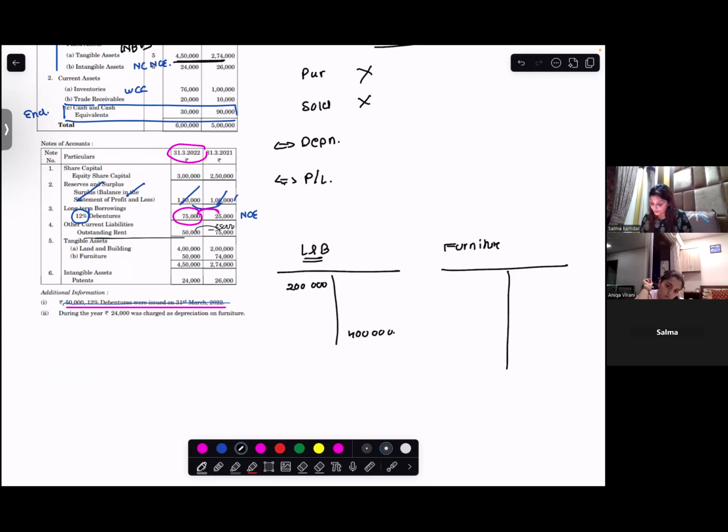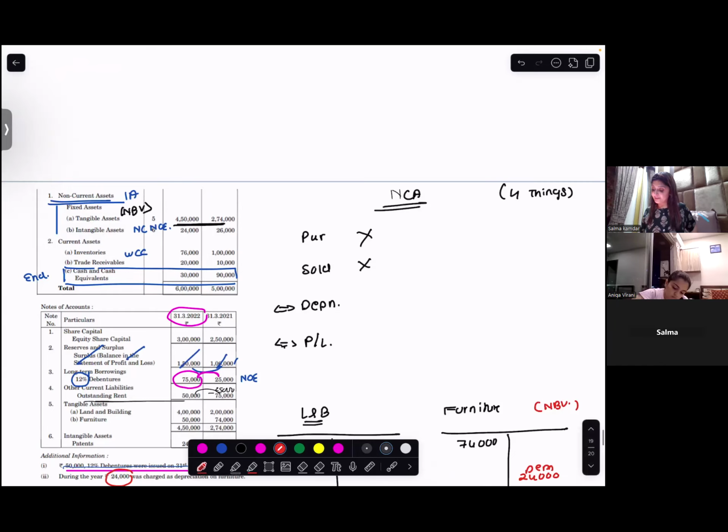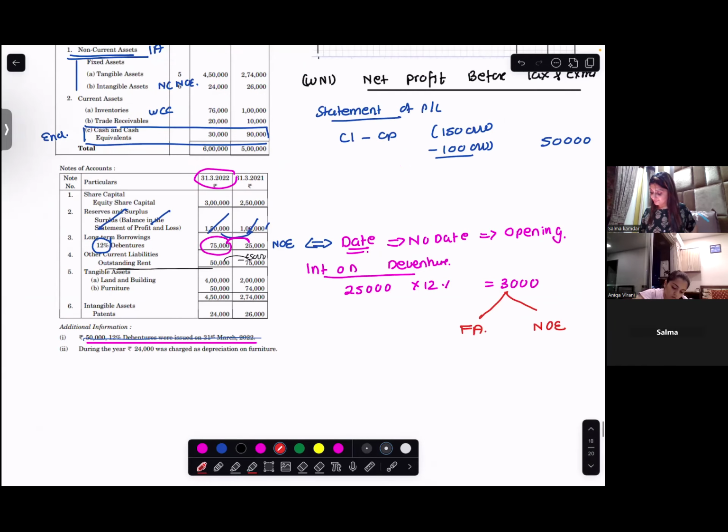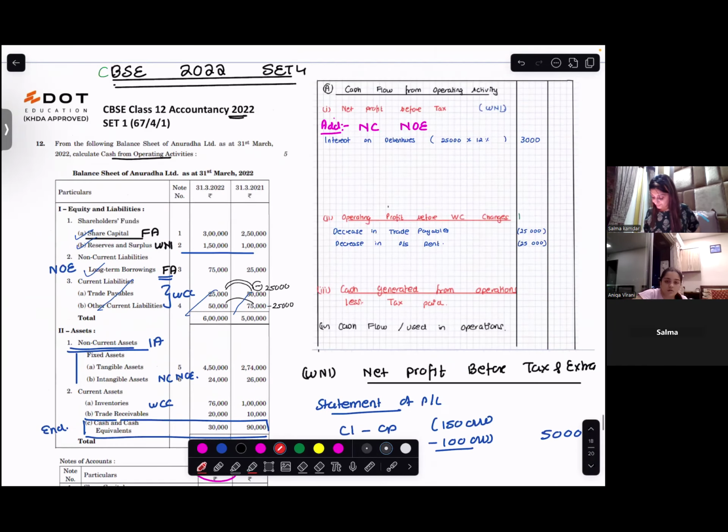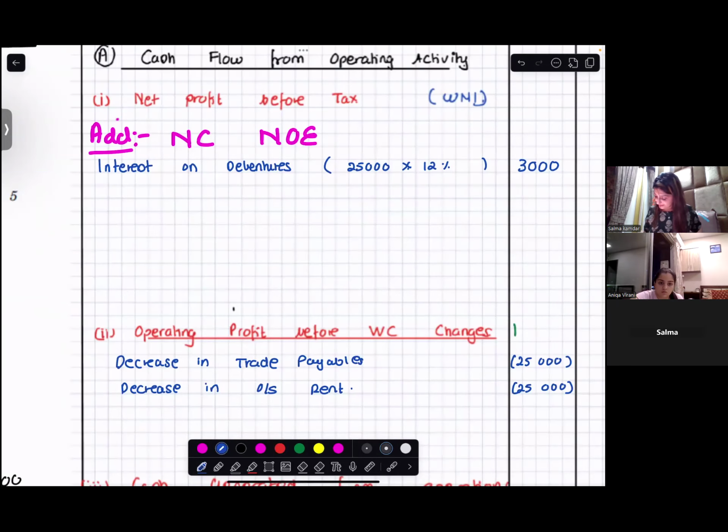Furniture, what is opening value? 74,000. Closing value, 50,000. And what is this? Depreciation charge, 24,000. If it is a net book value, 24,000 depreciation comes on the credit side. Furniture is sorted. Where will you write the depreciation on furniture? You add it in non-cash, non-operating. Write it.